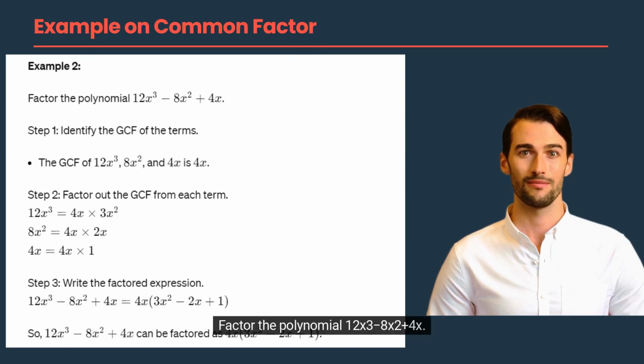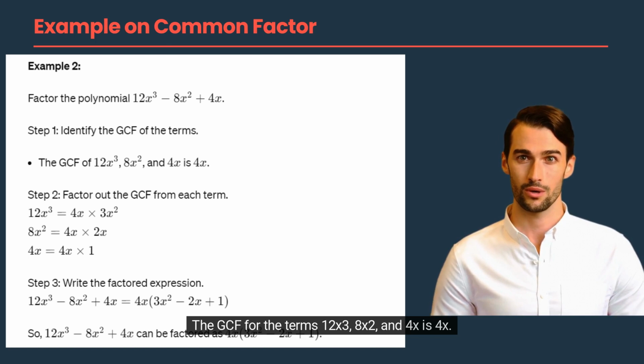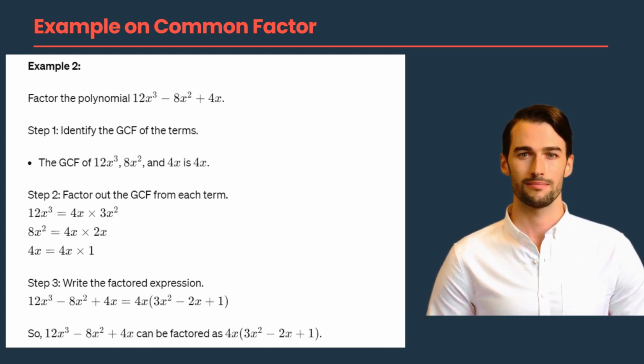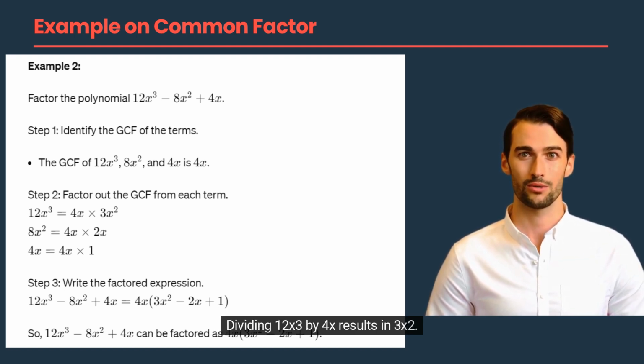Example 2. Factor the polynomial 12x³ + 8x² + 4x. Step 1. Determine the greatest common factor, GCF, for the terms. The GCF for the terms 12x³, 8x², and 4x is 4x. Step 2. Extract the GCF from each term. Dividing 12x³ by 4x results in 3x². Dividing 8x² by 4x results in 2x. Dividing 4x by 4x results in 1.